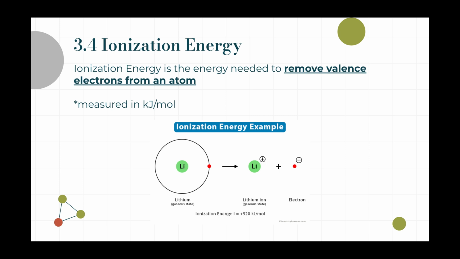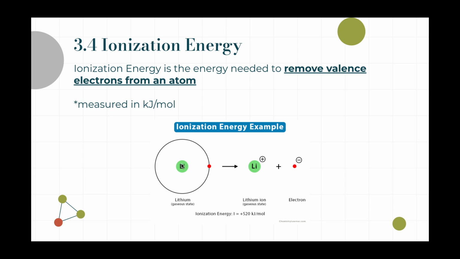Okay, so let's get to our last part of this lesson, which is ionization energy. So ionization energy, let's just look at the word for a minute. The first 3 letters are ion, aka ion. So ionization energy is the energy needed to remove a valence electron from an atom, aka ionizing your atom, because you're removing an electron. And this is also measured in kilojoules per mole.